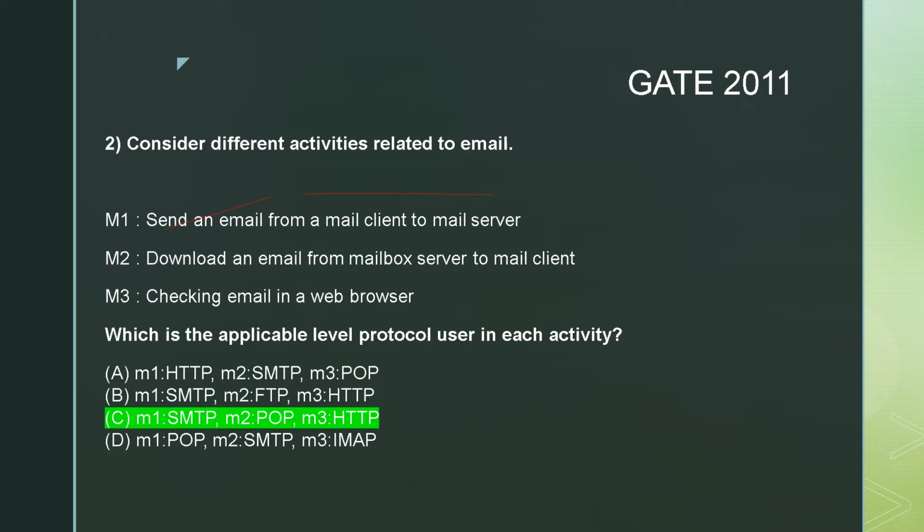For sending an email from mail client to mail server, we need SMTP, and for downloading we need POP, and for the web browser the application layer protocol is HTTP. One more protocol at the transport layer is also required for the email service, which is TCP. So option C will be the right answer: M1 SMTP, M2 POP and M3 HTTP. SMTP means Simple Mail Transfer Protocol. POP means Post Office Protocol. One is for the sender side and one at the receiver side.